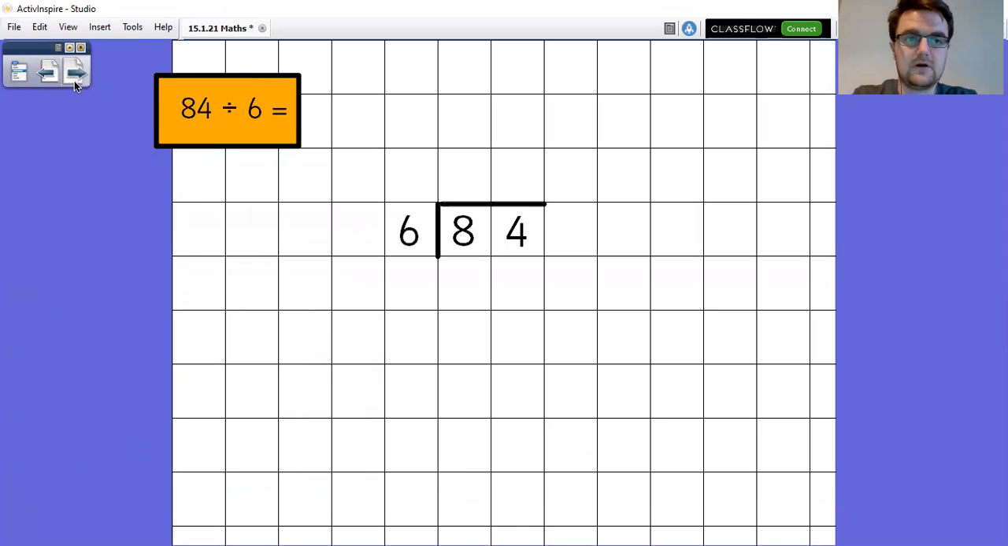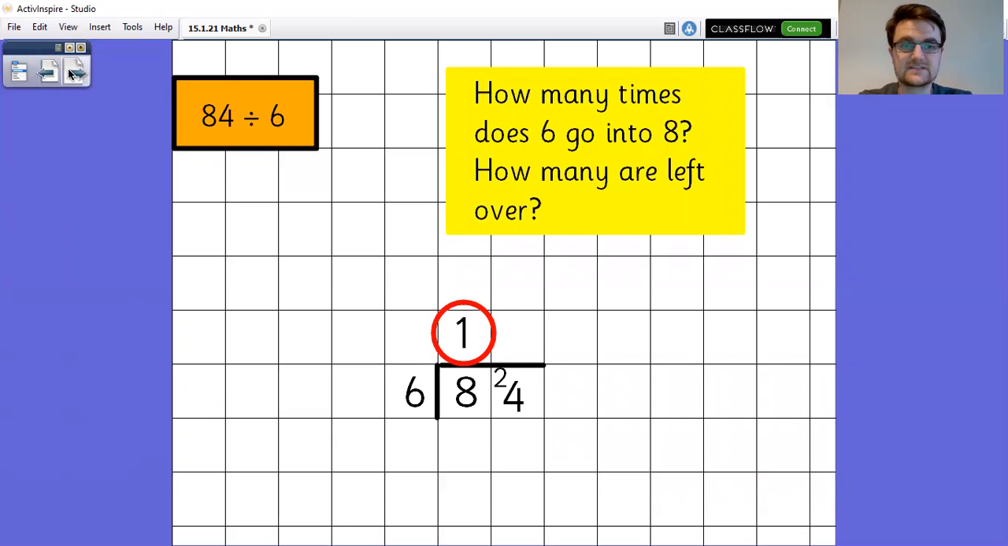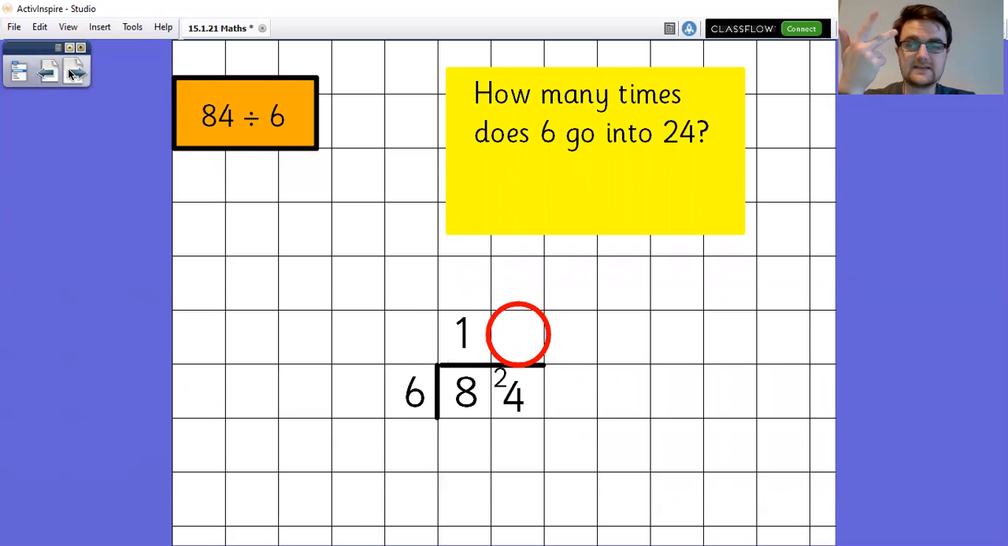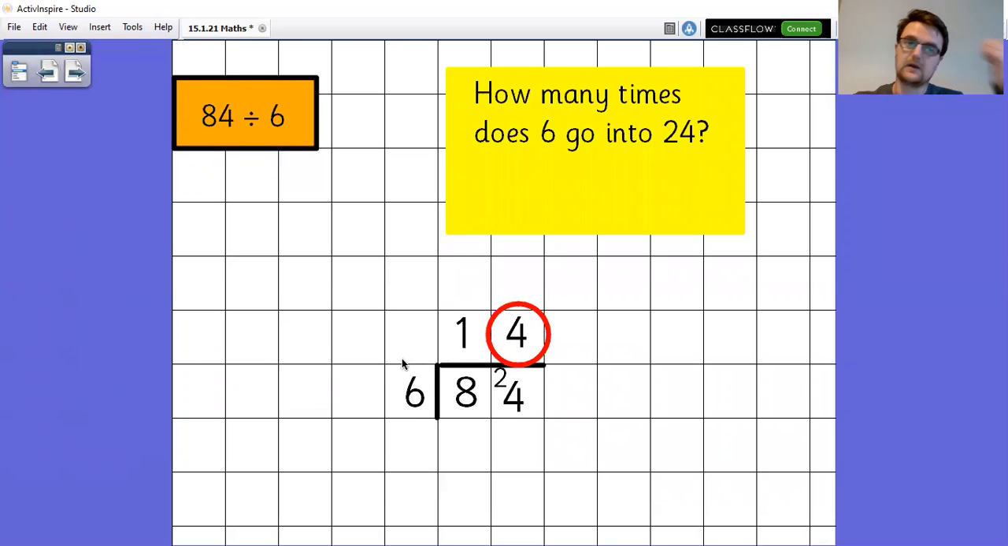So let's have a look at our bus stop method as well. How many times does 6 go into 8? We know 6 doesn't go into 8, so 6, 12. 12 is too far, so 6, and then if we were to count on 7, 8 is 2 more. So it goes in once, with 2 left over. So we put a 1 above the bus stop, and the 2 goes to join the 4 to make 24. How many times does 6 go into 24? 6, 12, 18, 24. It goes in 4 times. So that gives me not 16 as an answer, 14 as an answer. Same answer that we got when we used our physical methods.